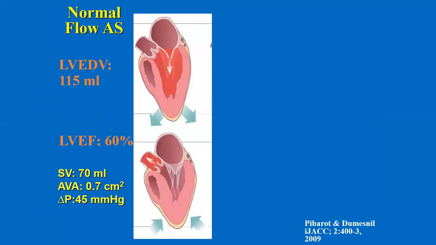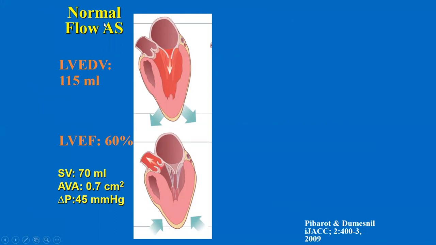One can understand that the explanation for it resides in the fact that normal ventricular ejection fraction does not necessarily mean a normal stroke volume, which some of us have difficulties understanding. So this is an example of severe aortic stenosis from a paper of Dr. P. Barasch and Dumenil.